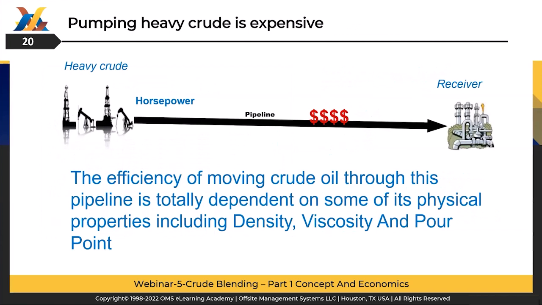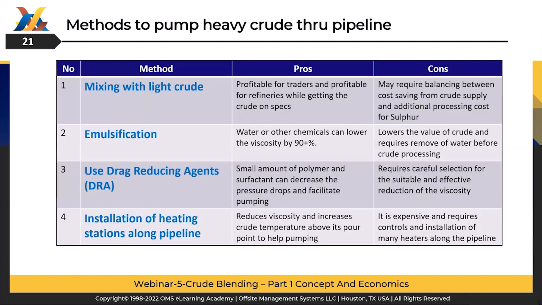Now, let's talk about pumping heavy crude oil. It's very expensive because of the viscosity and the pour point. And it is expensive for the trader or marketer as well as the refineries because they do not get it in time. So what are our options? How do we reduce the viscosity and pour point of heavy crude through pipelines?